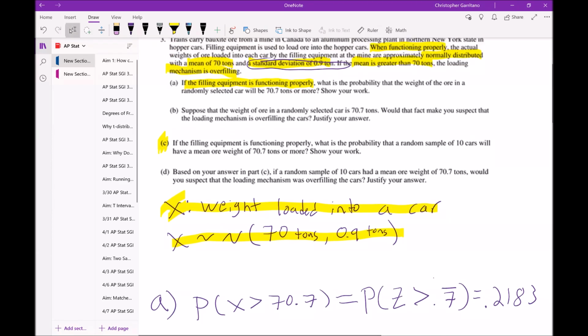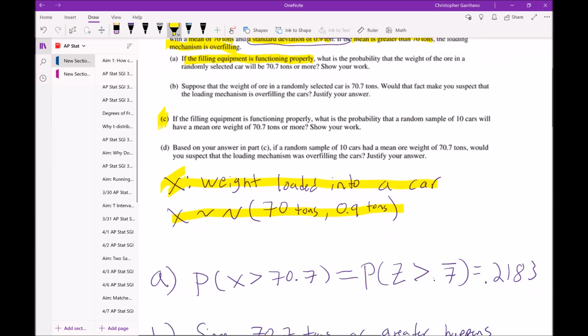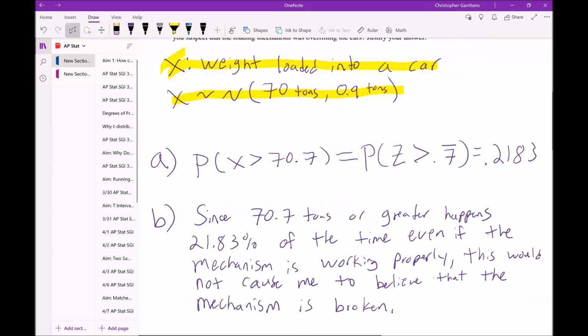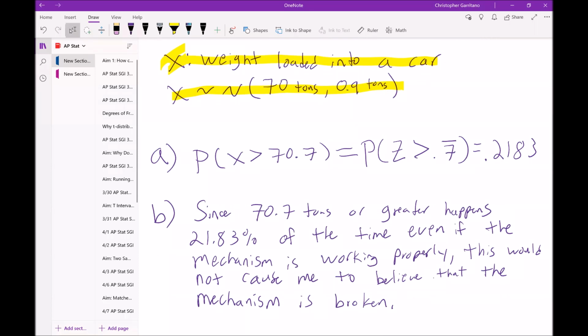Part B then goes on to ask, suppose the weight of an ore in a randomly selected car is 70.7 tons. So in other words, they're saying, suppose you actually observed that some car had a weight of 70.7 tons. Would you take this as evidence that the loading mechanism is overfilling the cars? And then you have to justify your answer. So I went on and wrote that since 70.7 tons or greater happens 21.83% of the time, even if the mechanism is working properly, this would not cause me to believe that the mechanism is broken.